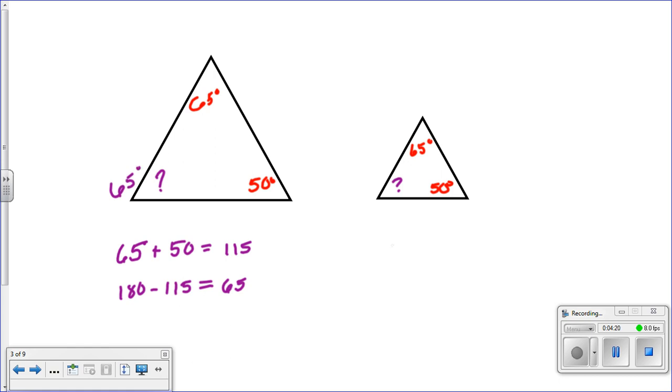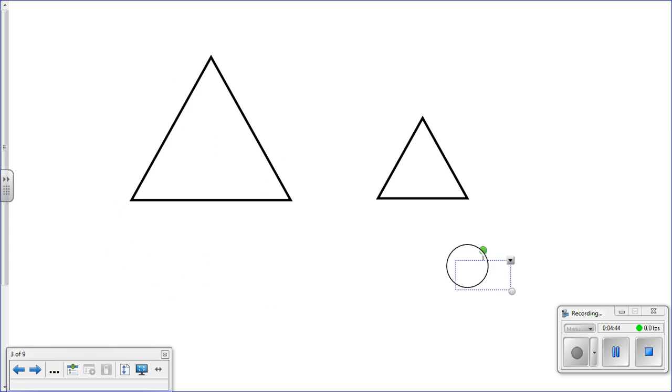Well, notice if we do the math on this smaller triangle over here, you're doing the exact same math problem. So it's going to be 65 plus 50 is equal to 115. You'd have to do 180 minus 115, and that's going to give you 65. You have the exact same mathematical problem on the other triangle. It's going to work no matter what happens over here. If you have two angles the same, then the third one has to be identical.